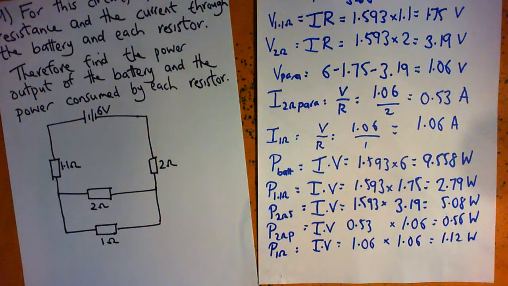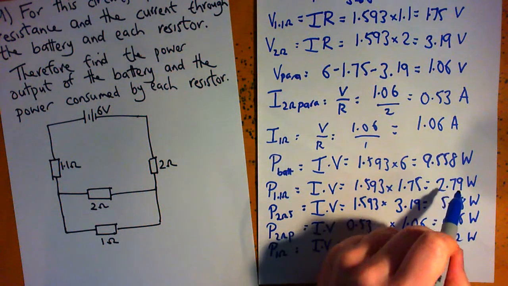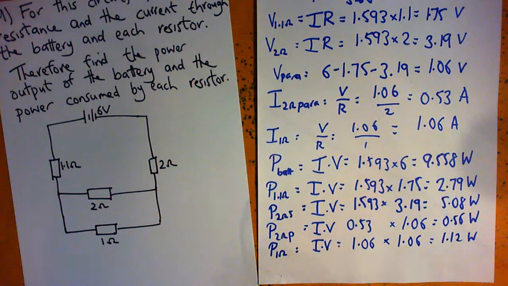Okay, does the power add up as we expect? If we add these up, we've got 2.79 plus 5.08, which is 7.87, plus 0.56 is 8.43, plus 1.12 is 9.55. So that's 9.558 watts to within round off error.